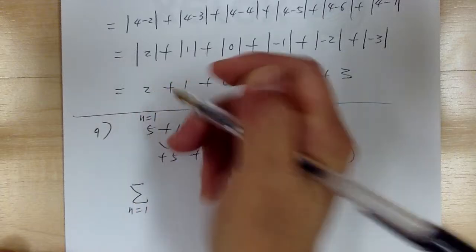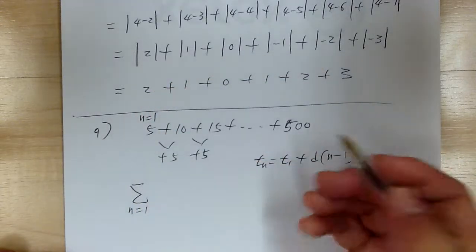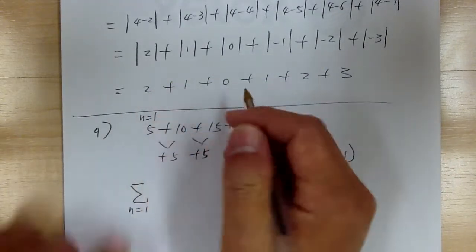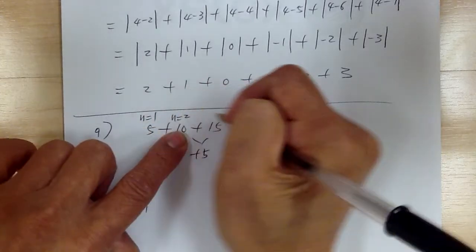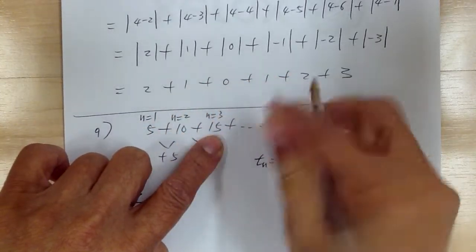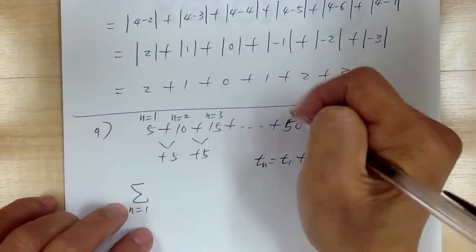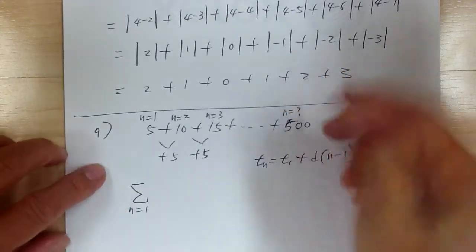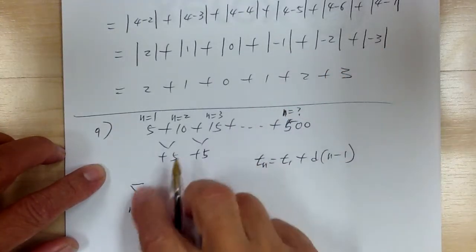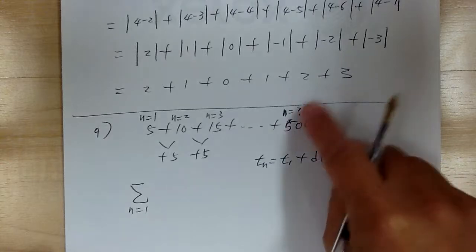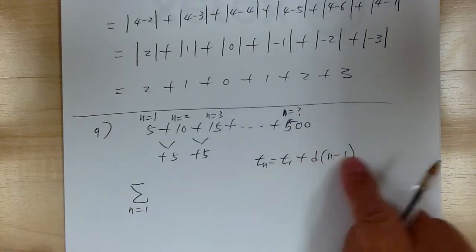So this n is like the first, second, third, fourth. Okay, so this is n equal to 1 because this is the first term, this is the second, this is the third. Again, this 3 means the third term, but you don't know what this n is. So you need to figure out what this n is so you can put it over here.